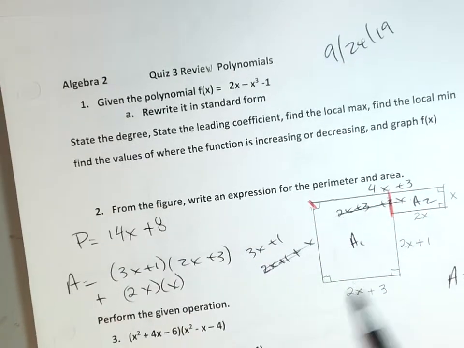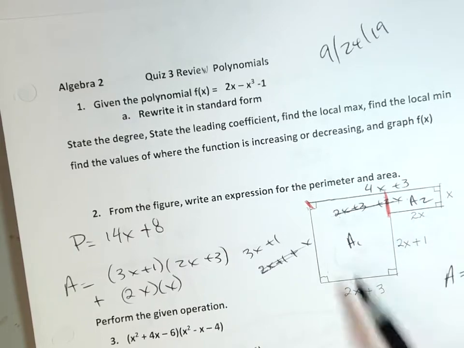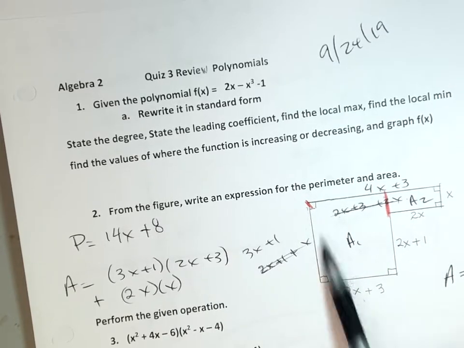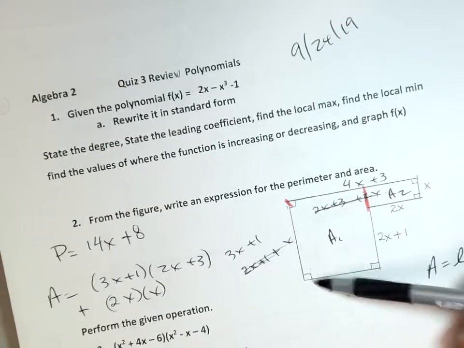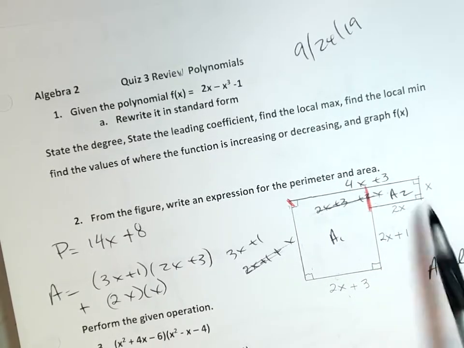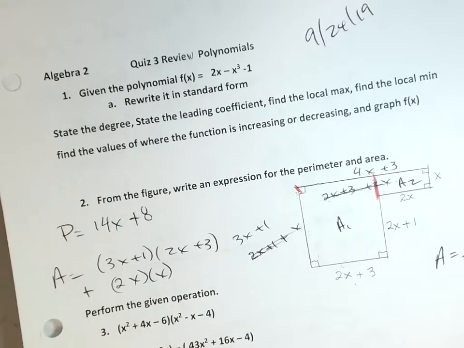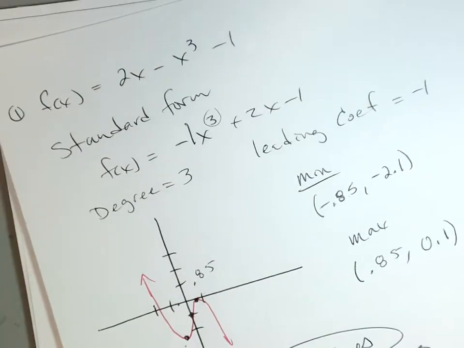So I've got the area of this rectangle, length times width, 2x plus 3 times that. I've got the base times the width, and then plus the little rectangle, which is its length times its width, okay? Now I'm going to simplify that, make it look better. So I'm going to whisk this away for a second, and I'm going to simplify this.